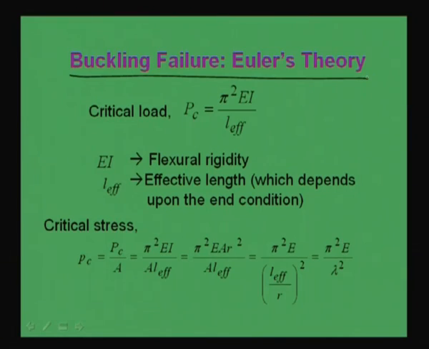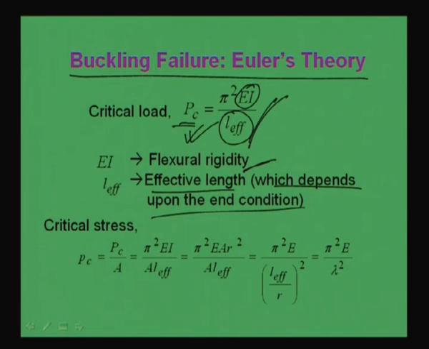Now, as we told, a compression member fails due to crushing and buckling, either crushing or buckling or both, right. So, for buckling, we know Euler's theory to find out the critical load, which can be given by this equation as critical load equal to pi square E I by L effective square, where E I is the flexural rigidity and L effective is the effective length, which depends upon the end condition. So, if we know the effective length of the compression member and the flexural rigidity, then I can find out the critical load P c, and similarly I can find out also the critical stress as P c by A, because the critical load by area will be equal to critical stress.